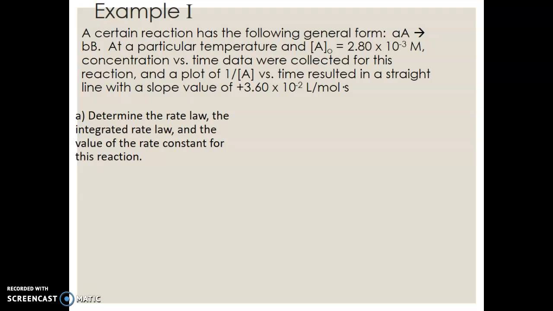So this first example says a certain reaction has the following general form: A produces B. At a particular temperature, the initial concentration of A is 2.80 times 10 to the negative third molar. Concentration versus time data were collected for this reaction, and we have a plot of 1 over the concentration versus the time, and the straight line slope is 3.60 times 10 to the negative second liters over moles times second.